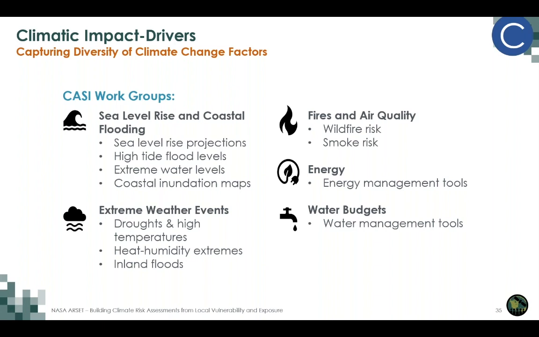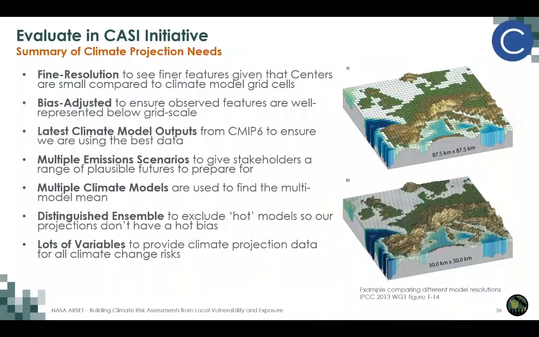We developed a work group on sea level rise and coastal flooding, on extreme weather events, on fires and air quality, on energy, and on water budgets. Each of these took on different climatic impact drivers and identified different types of metrics that were useful for decision processes in each of these areas. As we're thinking about the type of climate information that was needed, we had to evaluate the climate projection needs.